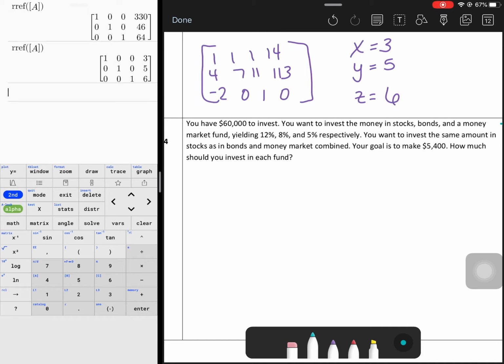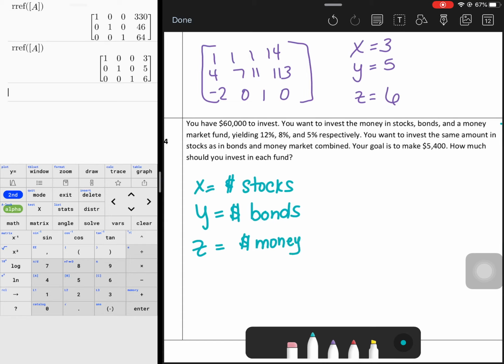So there's 3 funds. We have our stocks. So that's the money that's going to go into the stocks. We have our bonds, and that's the money that's going to go into the bonds. And we have our money market account. So that's the money that's going to go into the money market. So all of our money together that we invest is $60,000.